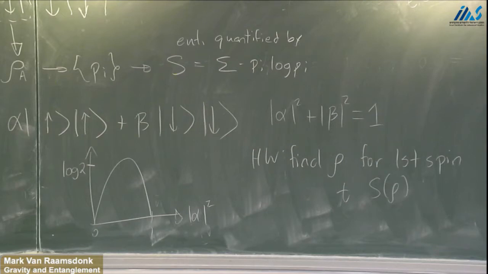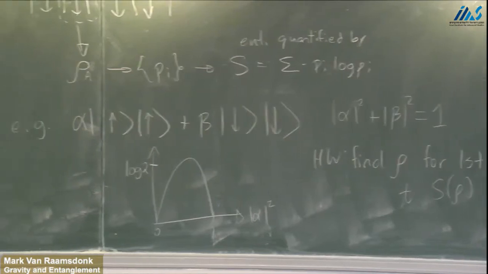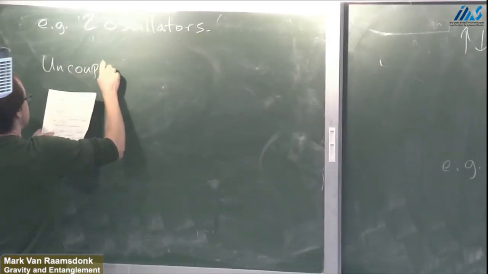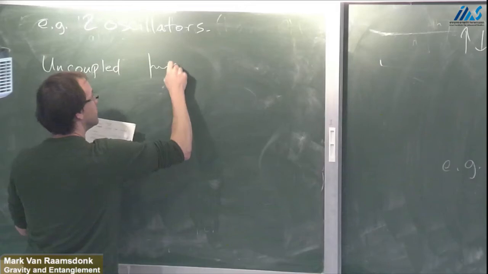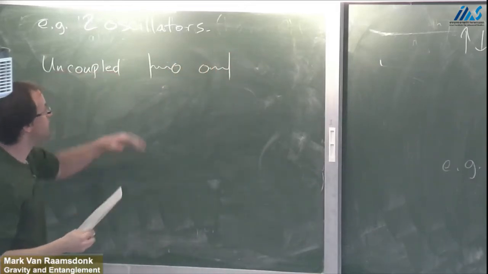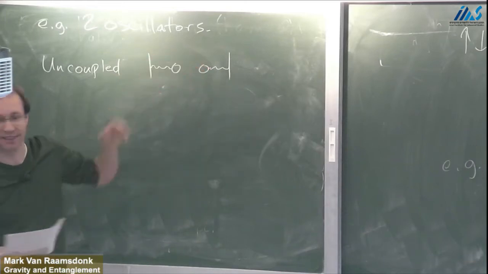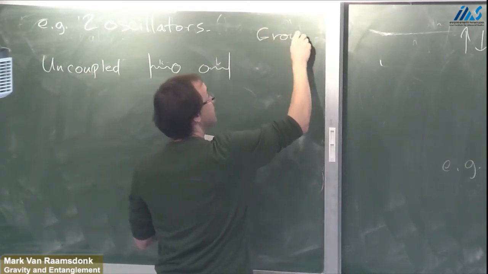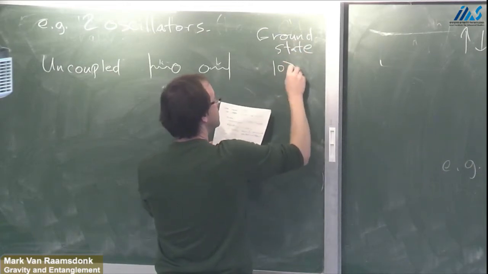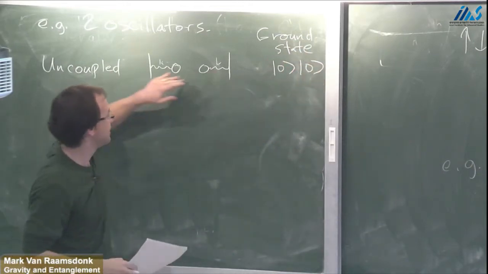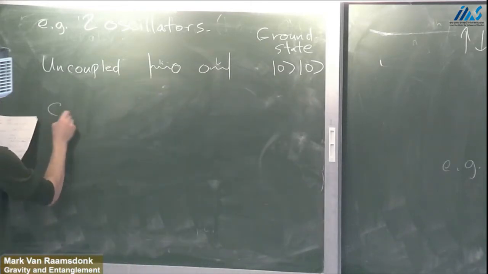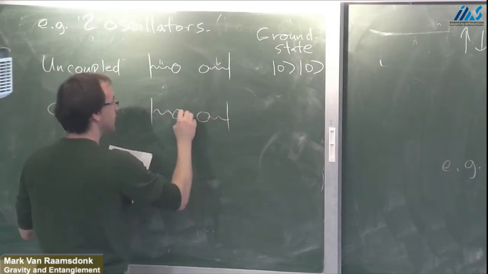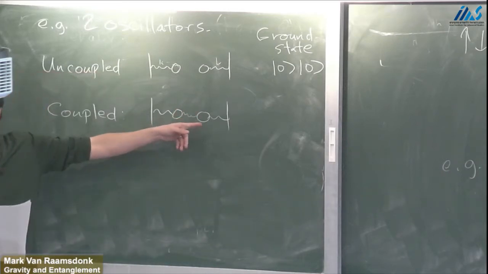Another thing we could consider would be oscillators instead of spins. We could consider two uncoupled oscillators. These are balls connected to springs with some spring constant. The ground state would just be the ground state for the two separate oscillators. But now what I could do is consider the same system and add a spring in between.